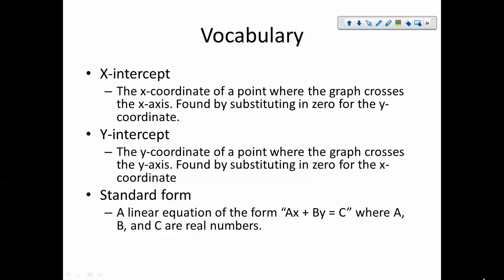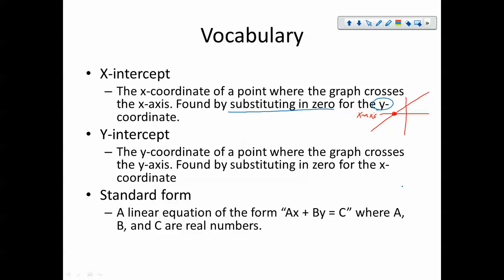Some things to add to your vocabulary. You're going to want to pause the video here and add these to your vocabulary form online. We've got three things. The x-intercept, which we talked about yesterday, is the x-coordinate of a point where a graph crosses the x-axis. This here is the x-axis, and this point right here is the x-intercept. It's the point where it crossed the x-axis. We find that algebraically by substituting in 0 for the y-coordinate.